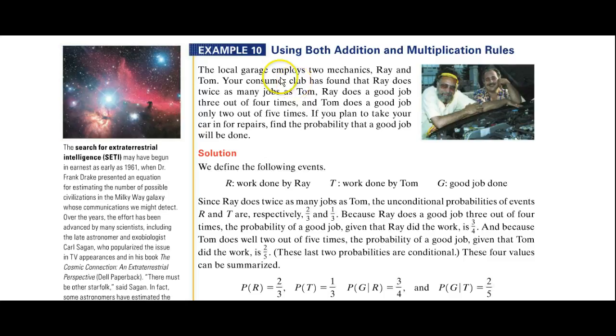something up here. It says, your consumer club has found that Ray does twice as many jobs as Tom. Ray does a good job 3 out of 4 times, and Tom does a good job only 2 out of 5 times. That wouldn't be true, but that's what they're saying. If you plan to take your car in for repairs, find the probability that a good job will be done. Okay, we'll raise this up and analyze it.